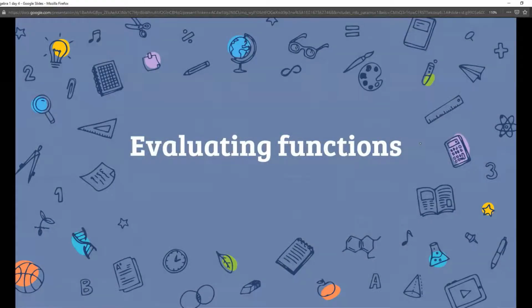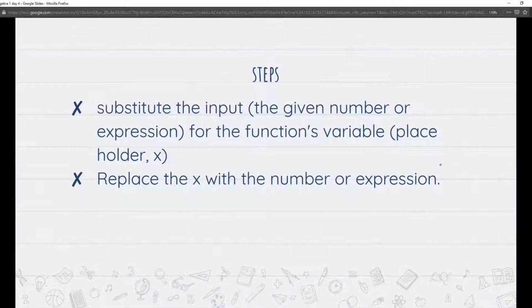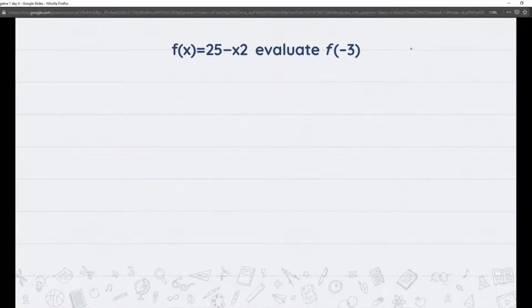Now we will be learning how to evaluate the functions. First, we would have to substitute the input, the given number or expression, for our function's variable, which is our placeholder, which is any letter, the most common one being x, and then we will replace our variable with the number or expression. This will be our first example. f(x) = 25 - x^2. As you can see, we have f in parentheses and -3 in between those parentheses. We would substitute -3 into our x. So you're basically solving like in a normal equation.